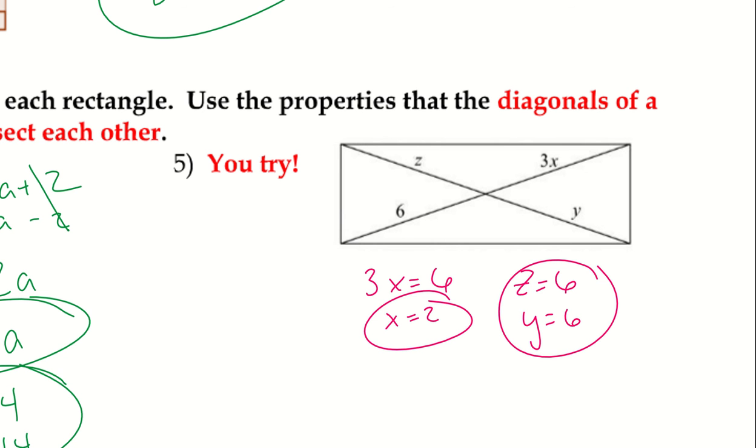All right, and here's number 5. So nice thing about this, we didn't necessarily have to plug X back in because we had a singular side, and I know that they're all congruent. So therefore, Z and Y just equal 6.